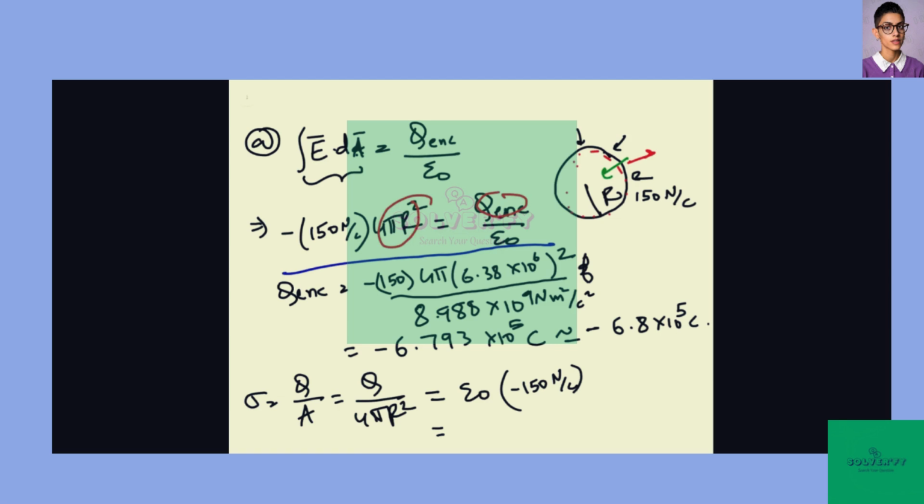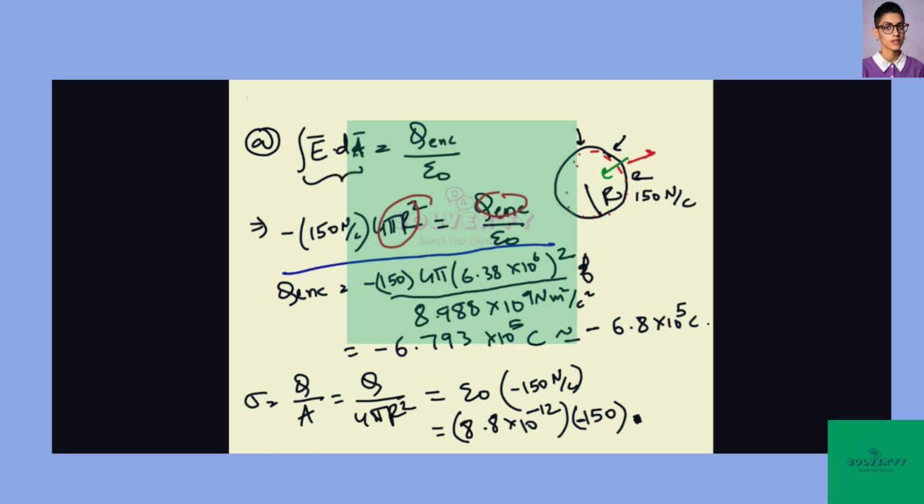We know that the value of epsilon naught is 8.8 into 10 power minus 12. Times 150. Remember that there is a minus sign here, giving us the total charge per area.